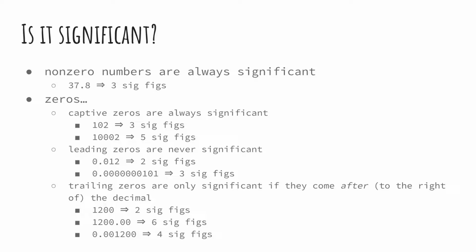And then we have 0.001200. The 1 and the 2, again, significant. Those last two zeros, the trailing zeros, they are trailing zeros after the decimal place, so they're significant. But the other three zeros are leading zeros, so they're not significant. So 0.001200, 4 significant figures.